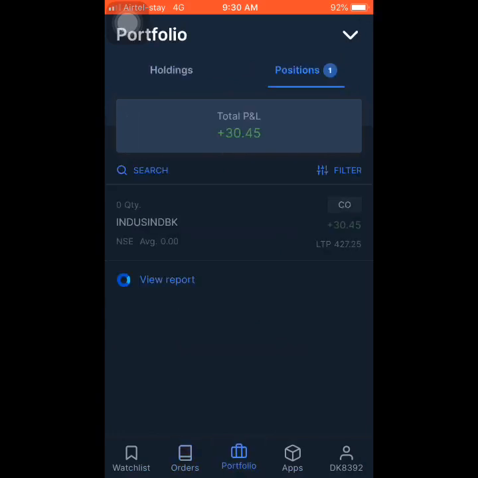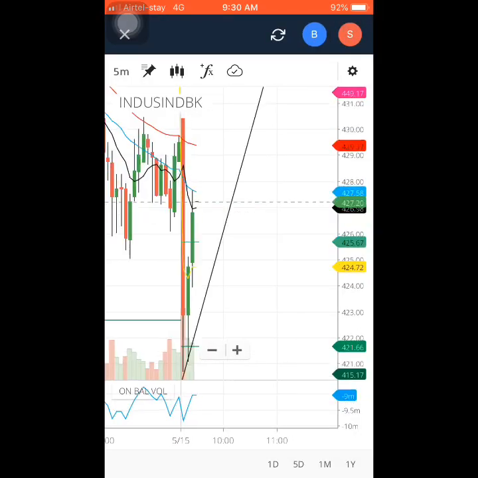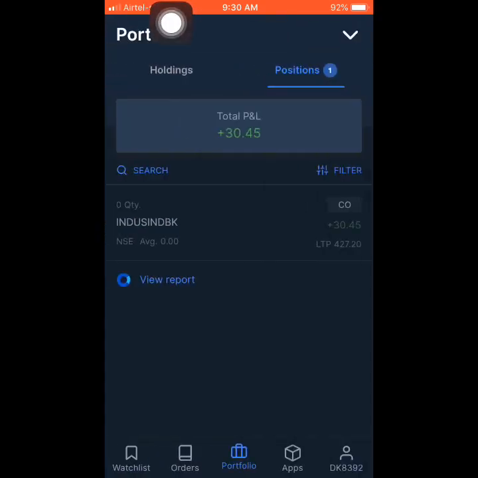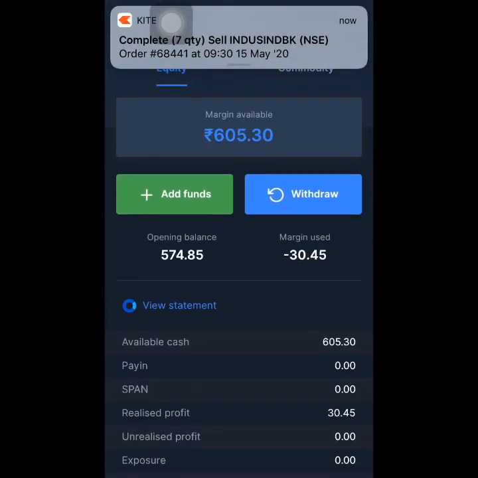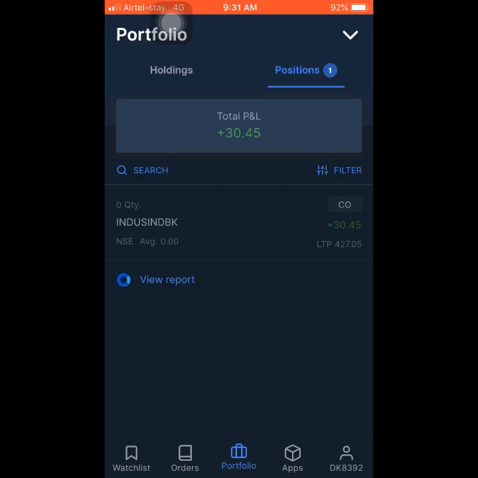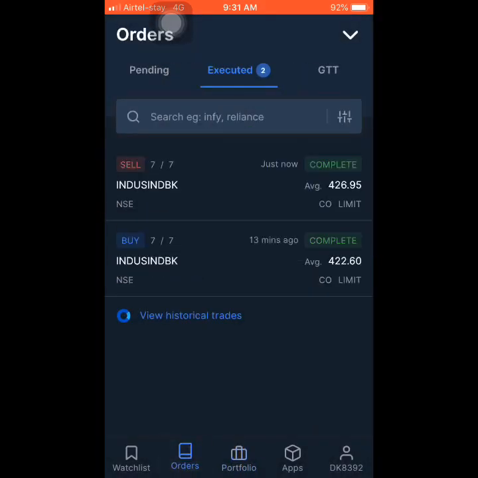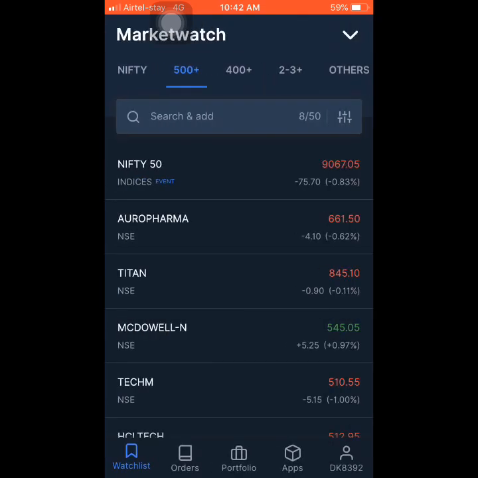30.45 rupees profit with just 7 quantities. That's how we trade with just small quantity and with small capital. Let's check our funds now. 605.30, guys. Down 1% of that stock price. 422.6 to 426.95, 4 point something profit.